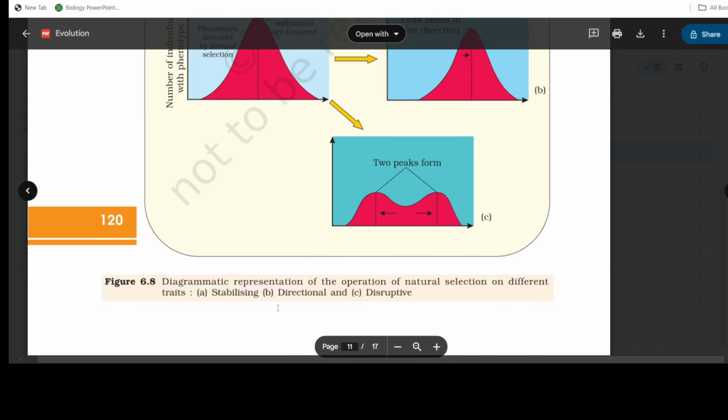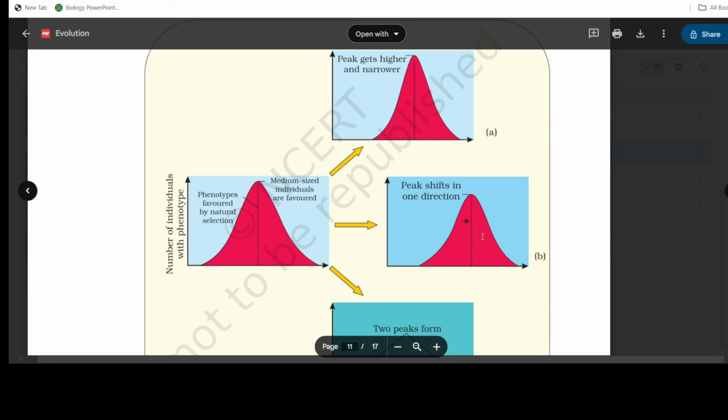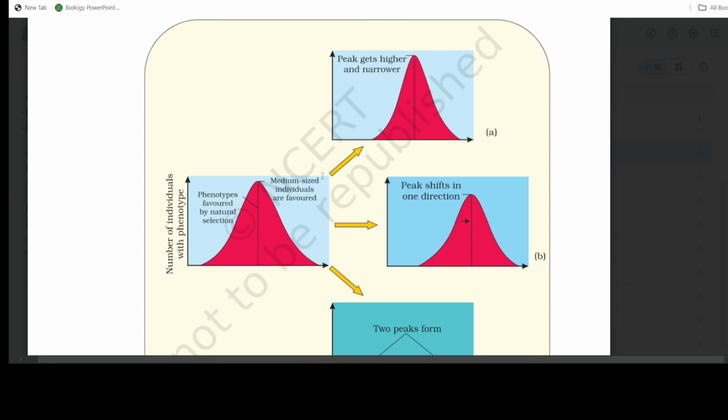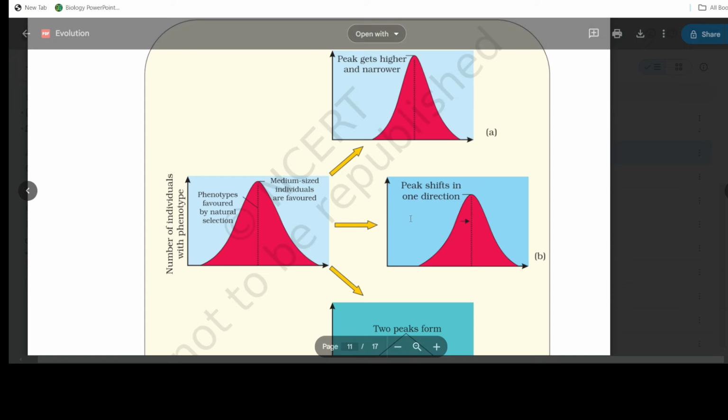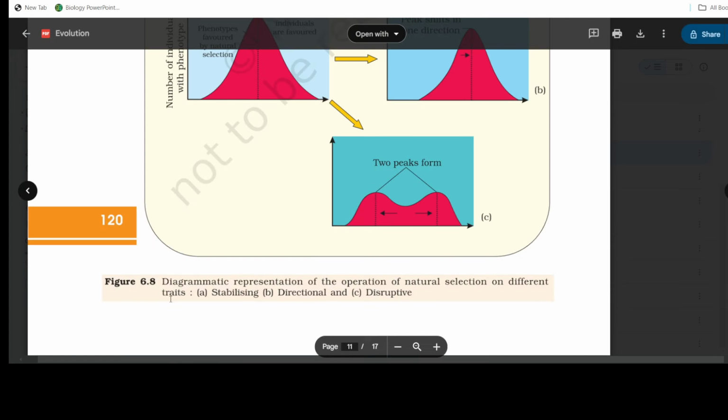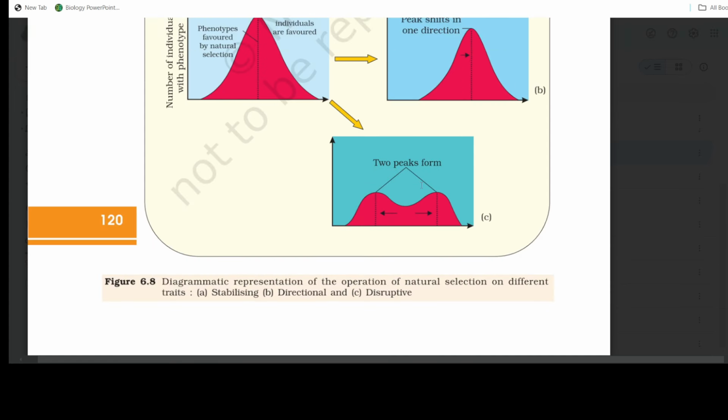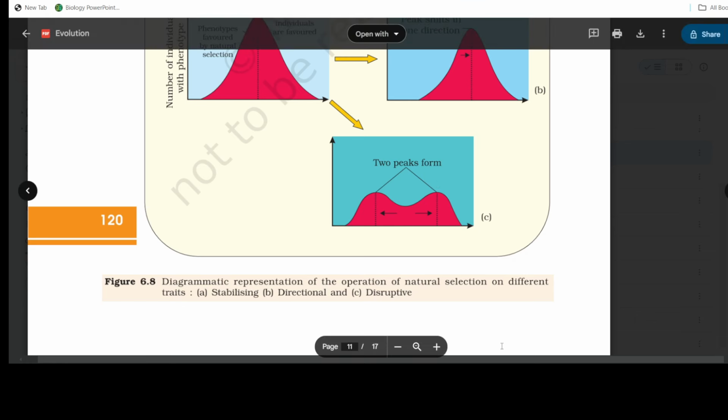Now the second possible is directional. Directional means it can be of two options, either a medium-sized individual or some other sized individual. In the beginning there will be two options, and slowly the peak will be shifting towards one direction. Both chances would be there, and slowly it will be directed towards one direction, that is, peak shift towards one direction. Then the next one is disruptive. Here two peaks are formed, that is, there are chances for two different traits. You understand? So this is what you have to draw and explain for the sum.